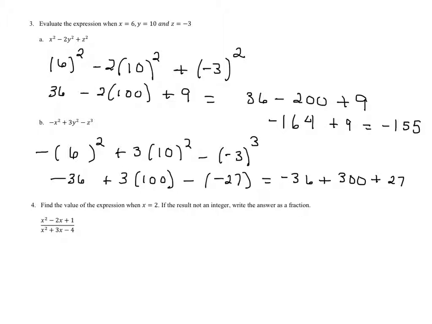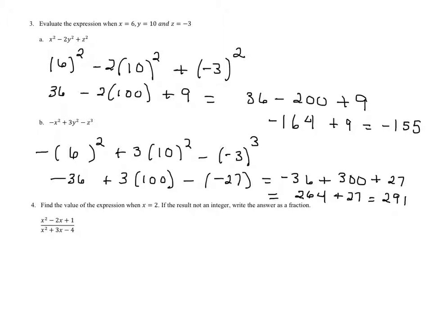Okay, cool? So now, generally, when we're doing this, we're going to go left to right. So let's go for it. A negative 36 plus 300 is 264. And then to that, I am going to add 27. So when I do that, I will end up with 291.